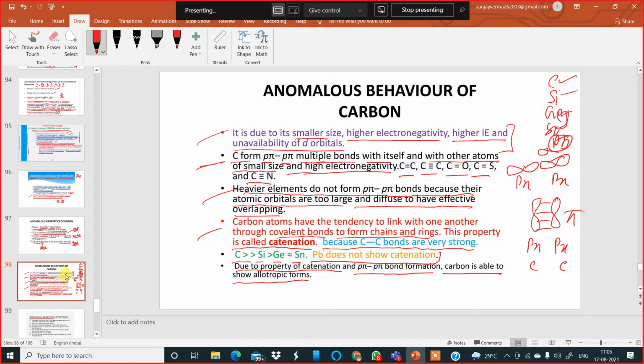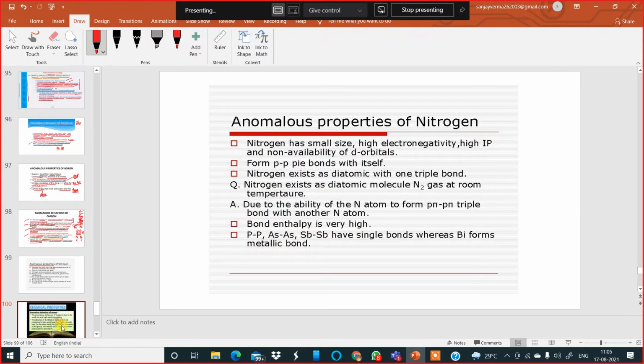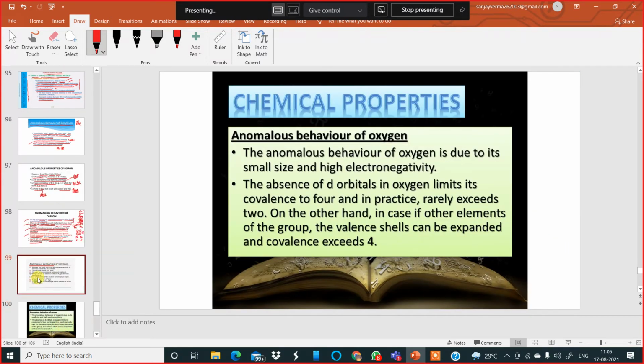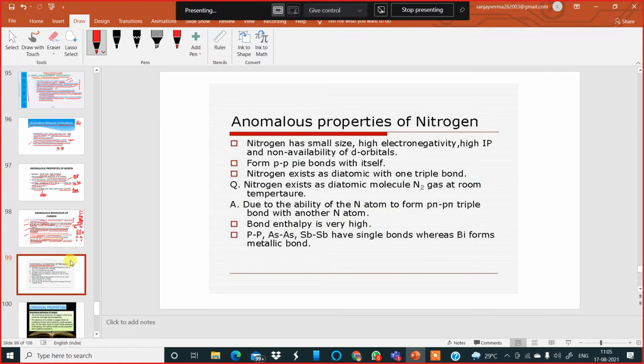Now moving to the next slide, let us have a look at the next slide. Anomalous behavior of nitrogen, the next element, nitrogen, group 15. Again the reason is given. Nitrogen has small size, high electronegativity, high ionization potential, electron affinity, and non-availability of d orbitals. This is common for all.